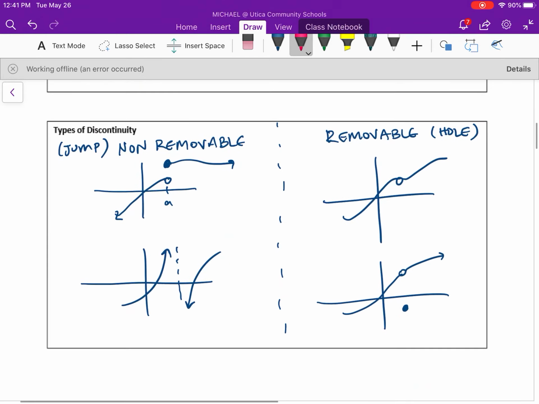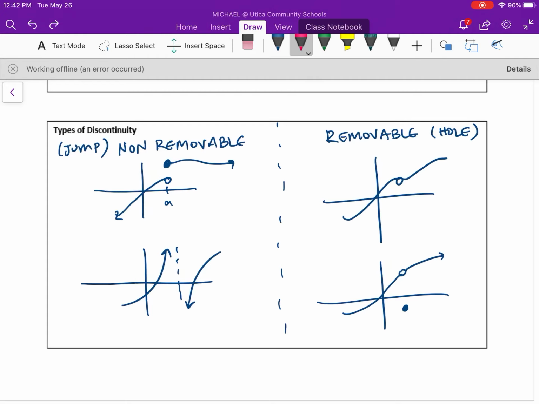Okay, there are 2 types of discontinuities. The first type on the left is what's called a non-removable discontinuity, or a jump discontinuity. That's where we kind of have to go from one spot and jump a distance to get to the next spot. Or, in the second part of that example, if you have an asymptote, you would have to jump over the asymptote. It's called non-removable because we cannot remove the discontinuity by putting a single point in.